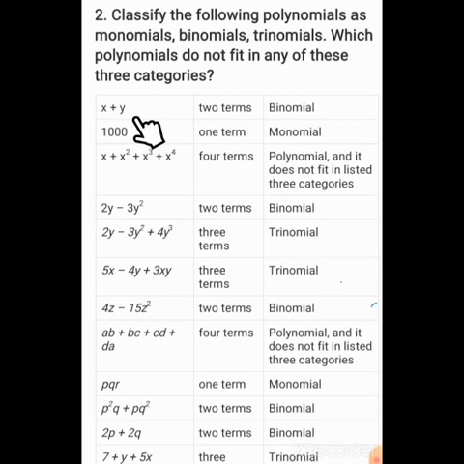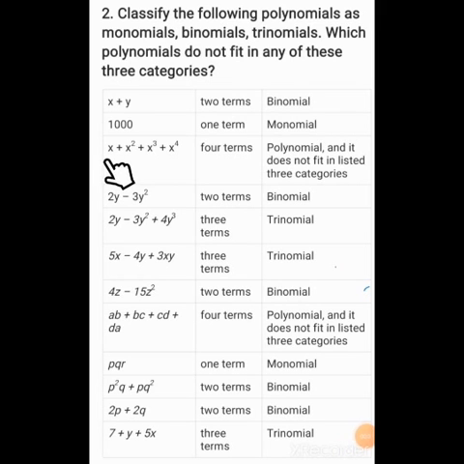Okay. Now the first expression is x plus y. Here x and y are two terms, so we call it a binomial. In the second, 1000, there is only one term, so monomial. Now in the third expression there are four terms, so this one is not a binomial, monomial or trinomial. It is a polynomial and does not fit in the listed three categories.